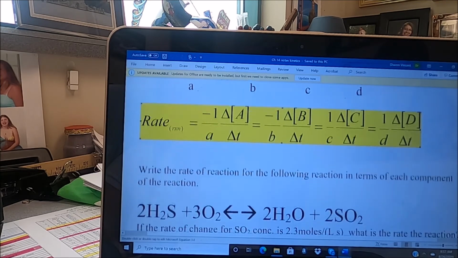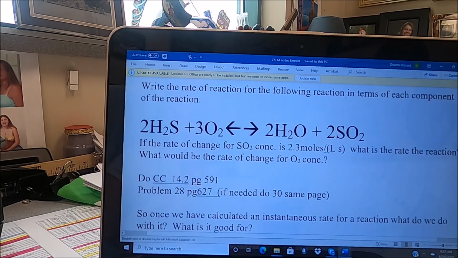Okay? So, let's look at this reaction. 2 hydrogen sulfides react with 3 oxygens to give us 2 waters and 2 sulfur dioxides. If the change in sulfur dioxide concentration is 2.3 moles over liters times seconds, what is the rate of the reaction? And what is the rate of change of oxygen?